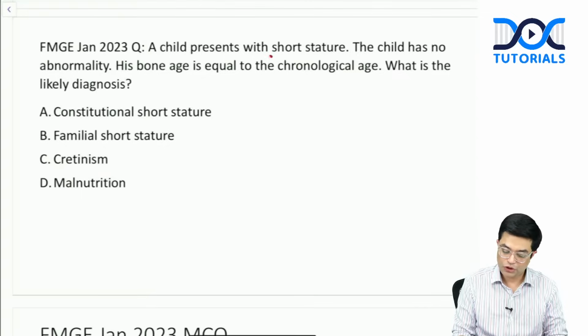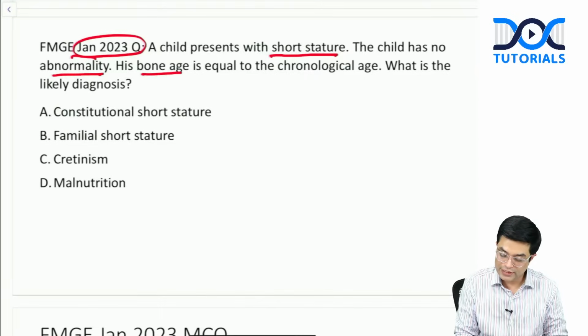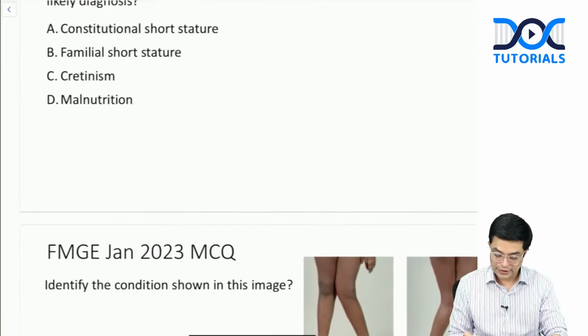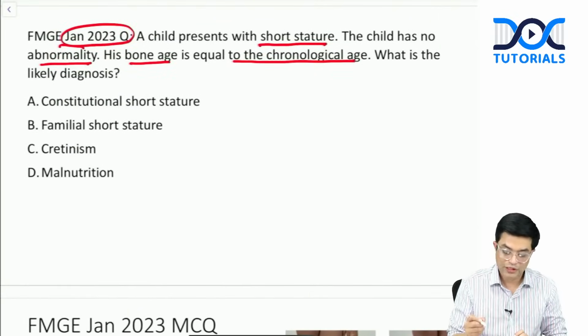A child presents with short stature. This is an FMG January question. The child has no abnormality. His bone age is equal to the chronological age. What is the likely diagnosis? Now how do we solve this? For this, again, we make a small flow chart.